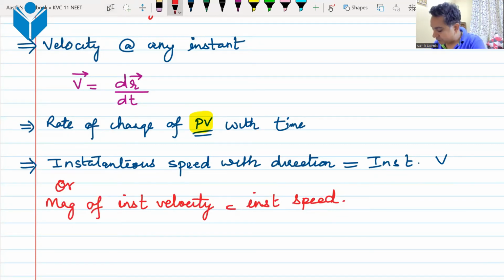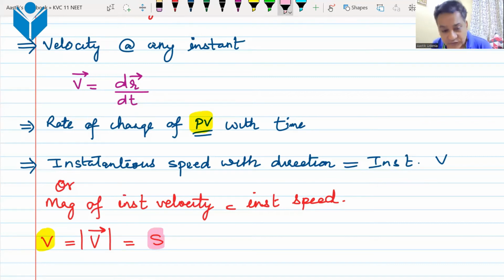So I can use this symbol. This symbol means magnitude of instantaneous velocity, and I can simply call it S, which is a symbol that I've used for instantaneous speed. Do we understand this? This magnitude of instantaneous velocity is also written as V, and therefore in most of the books, this symbol V is used for speed.